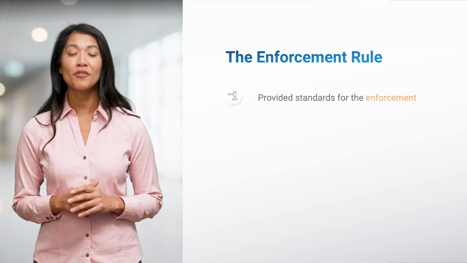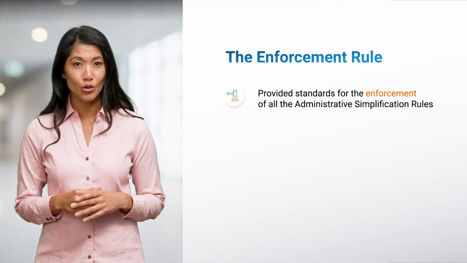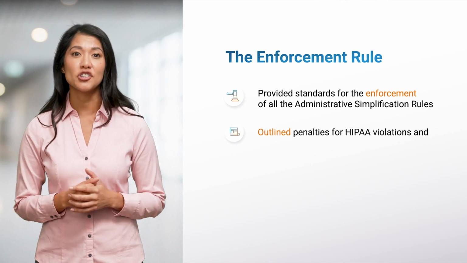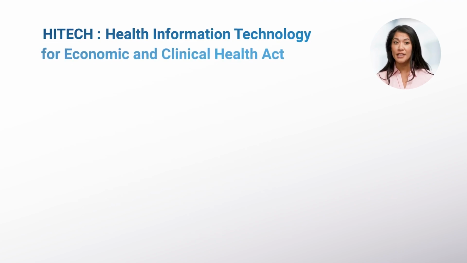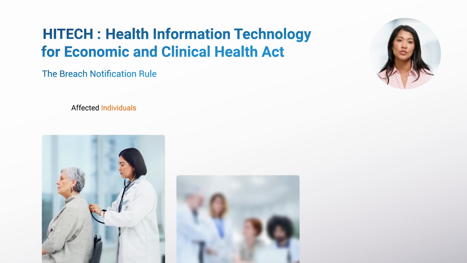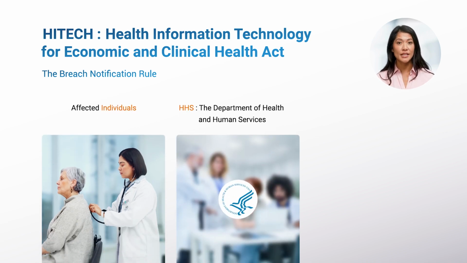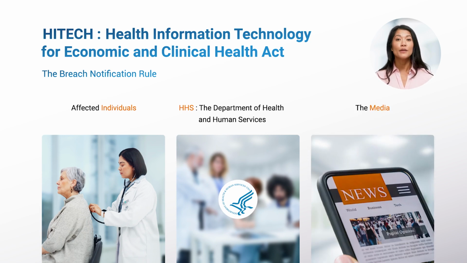The Enforcement Rule provided standards for the enforcement of all the administrative simplification rules. It outlined penalties for HIPAA violations and established procedures for investigations and hearings. In 2009, as part of the Health Information Technology for Economic and Clinical Health Act, the Breach Notification Rule was implemented. It required covered entities to notify affected individuals, the Department of Health and Human Services, HHS, and in some cases, the media, if there were any breaches of unsecured protected health information.